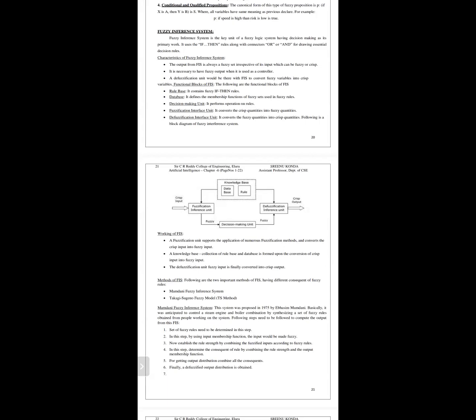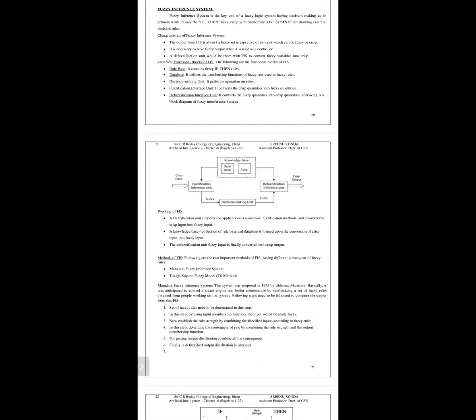Next, the second characteristic. It is necessary to have fuzzy output when it is used as a controller. That means whenever we are using the fuzzy inference system as a controller, you are definitely going to get fuzzy output. Okay. Next one.